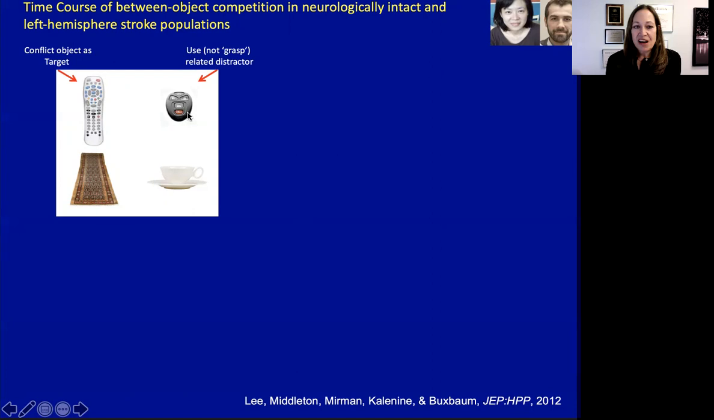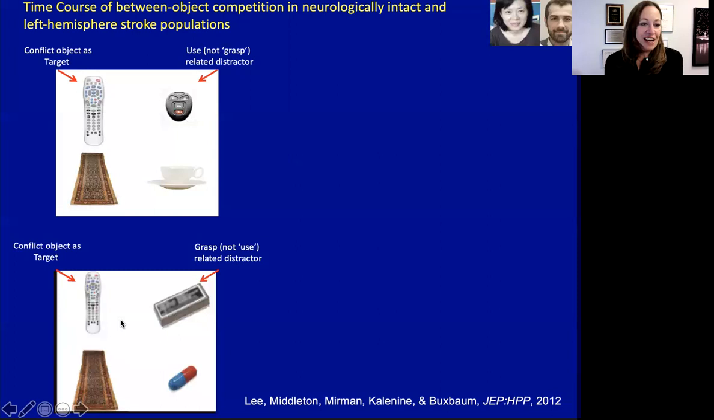However, what's important, it's not picked up and moved with a similar action. So this car key fob would be picked up with a much smaller hand posture than the TV remote. And also in the array were some unrelated objects. So in some trials, we had this kind of situation where we had a use competitor. And in other trials, we had a move competitor. So the competitor object was picked up and moved with a similar action, but not used with a similar action. And again, unrelated objects.